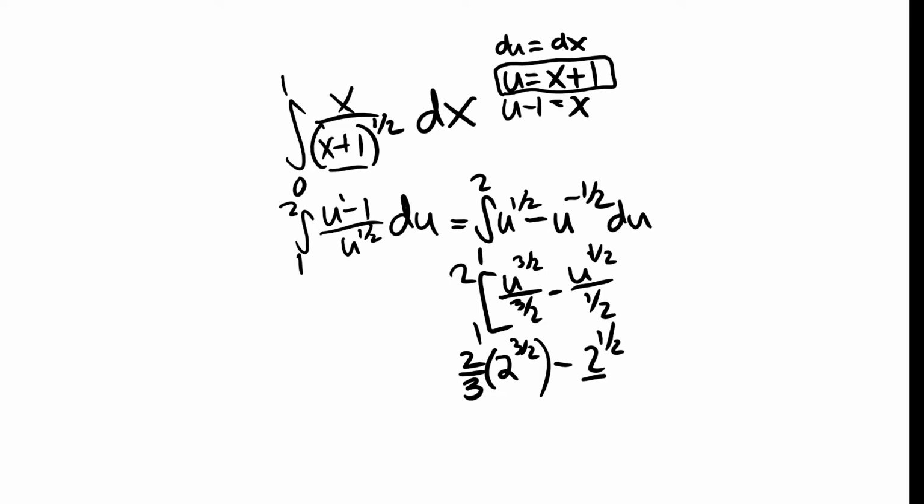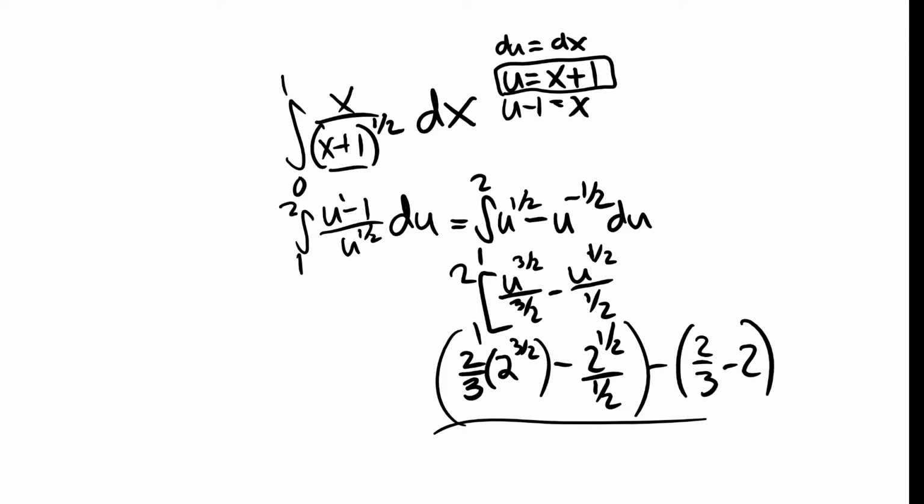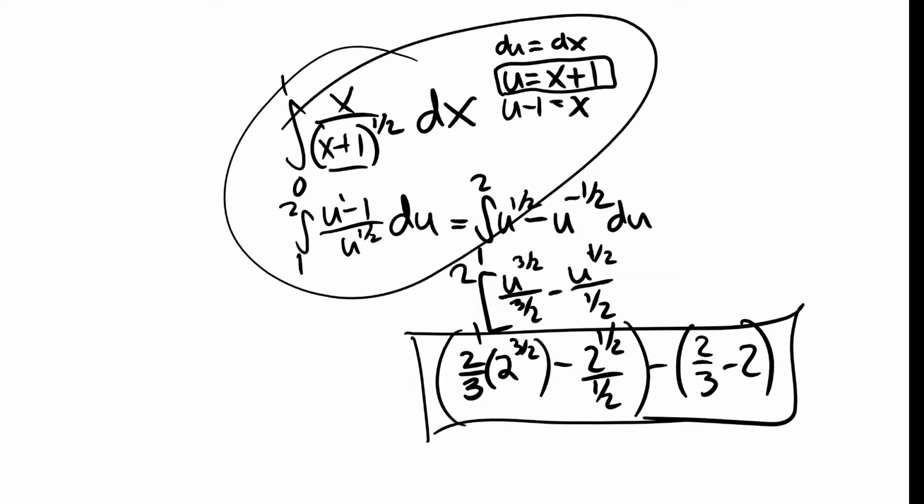Let me fix this here. Something like this. That's 2 plugged in, and then I'm going to subtract with 1 plugged in, which is just this. And I think I did this in a couple of the classes. We wouldn't go beyond here. This is a mess. 2 to the 3/2 is just like 4 root 2 over 3 minus 2 root 2 minus 2/3 minus 2. This is good enough. The real trick is this first set of steps here, doing this U-sub so that you actually can do the division. All right.